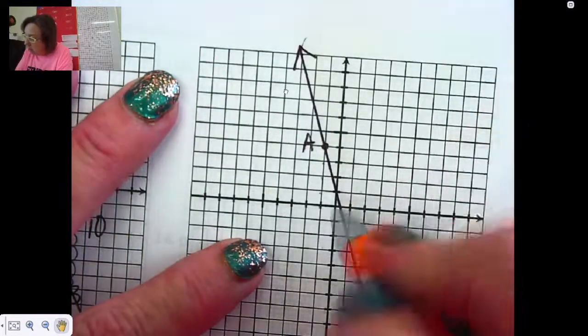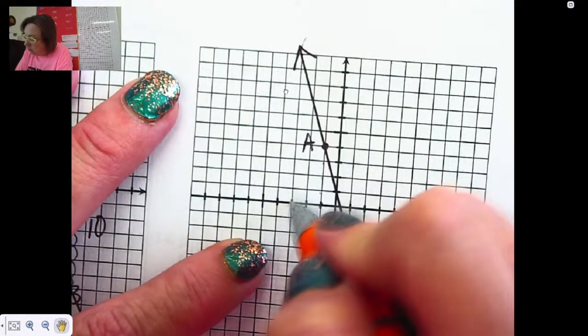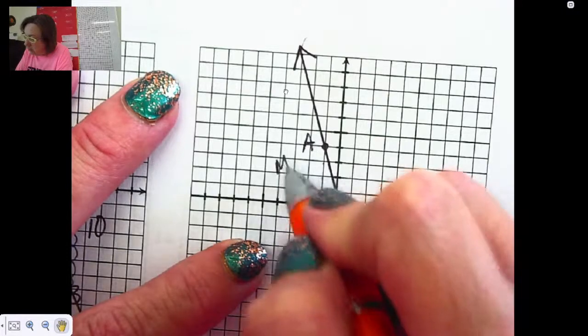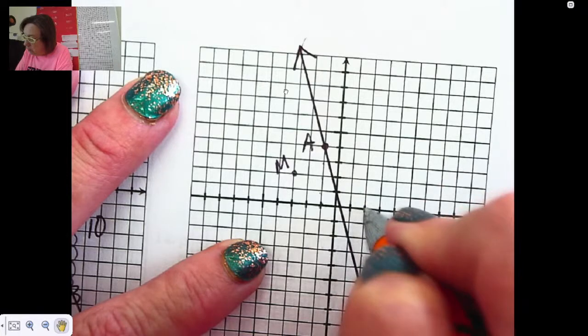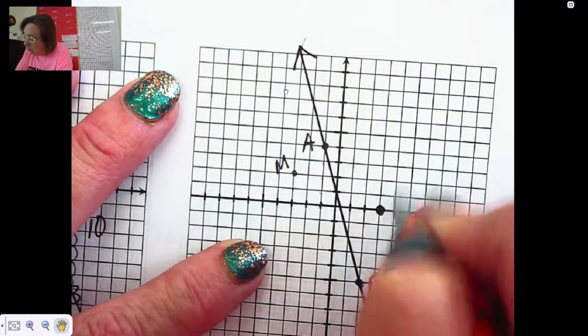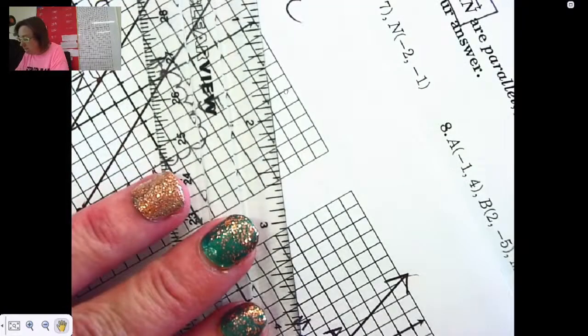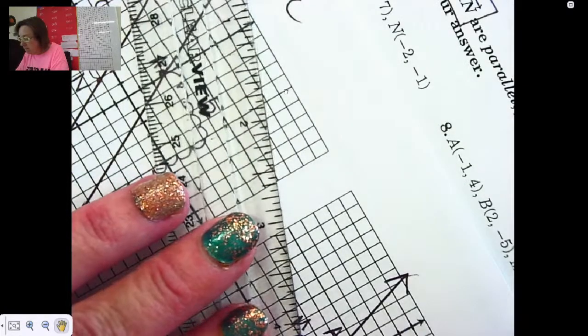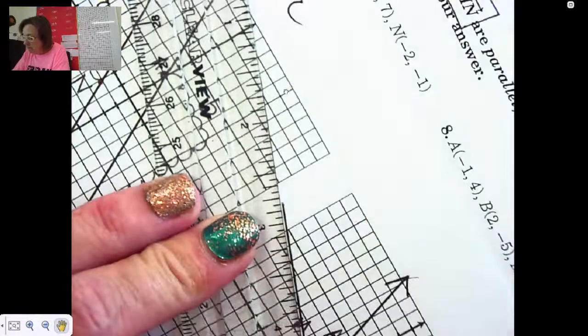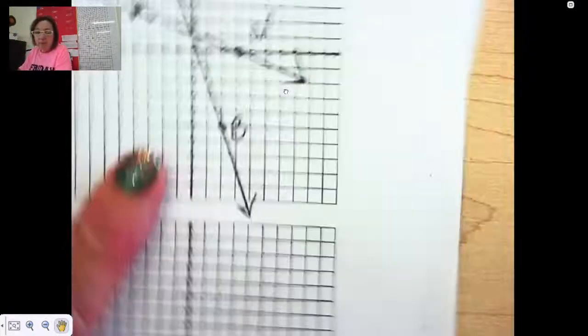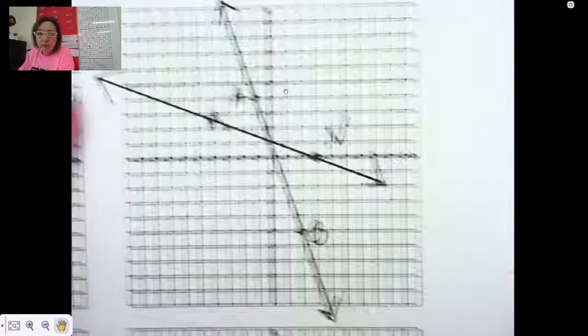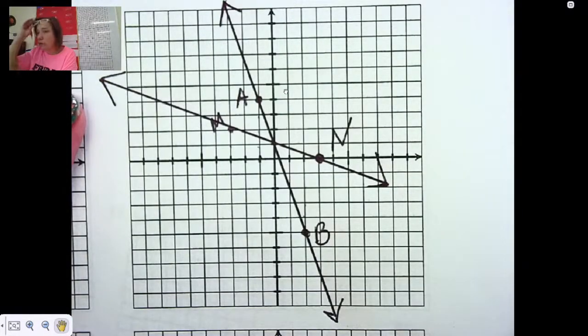M is negative 3, 2. N is 3, 0. That's going to be N. Okay, once you have them drawn, go ahead and find your slopes, okay?